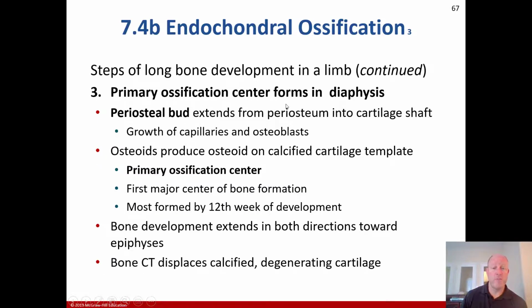The primary ossification center forms in the diaphysis, and the periosteal bud extends from the periosteum into the cartilage shaft. The growth of capillaries and the osteoblasts occur here. Osteoblasts produce osteoid on the calcified cartilage template. That's the primary ossification center. It's the first major center of bone formation, and most is formed by the 12th week of development. Bone development extends in both directions toward the epiphyses, on both ends of the long bone in this example, and the bone connective tissue displaces the calcified degenerating cartilage.